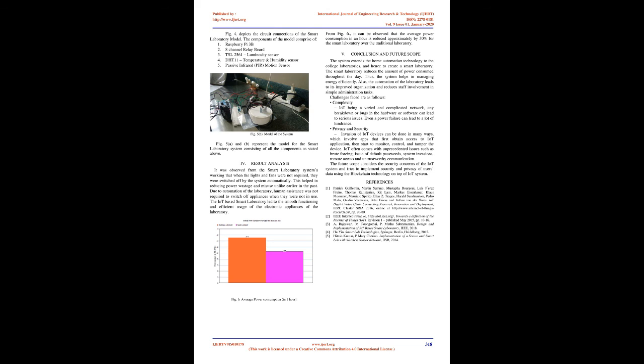IoT often comes with unprecedented issues such as brute forcing, issue of default passwords, system invasions, remote access, and untrustworthy communication. The future scope considers the security concerns of the IoT system and tries to implement security and privacy of users' data using the blockchain technology on top of IoT system.